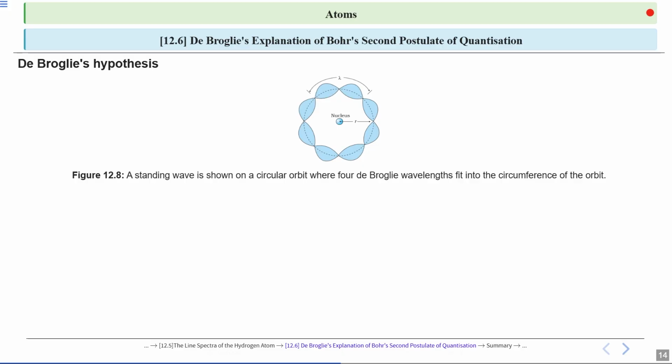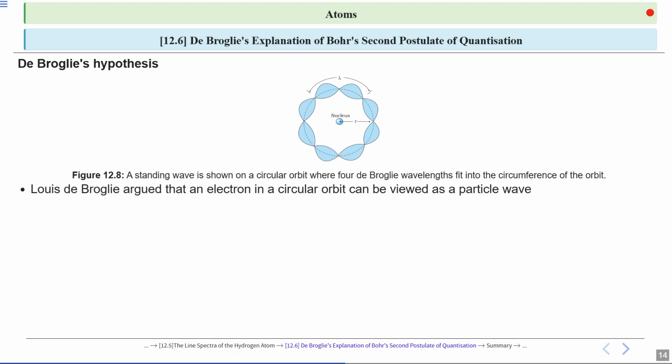Here we see figure 12.8 showing a standing wave on a circular orbit. Notice how the wave fits perfectly around the circle, with 4 complete wavelengths fitting into the circumference. This is similar to how a guitar string can only vibrate at certain frequencies to make a clear note.